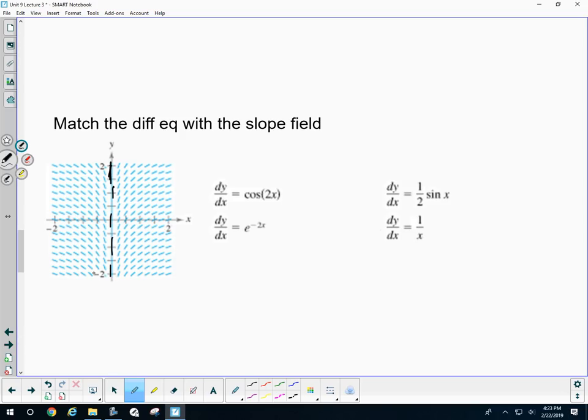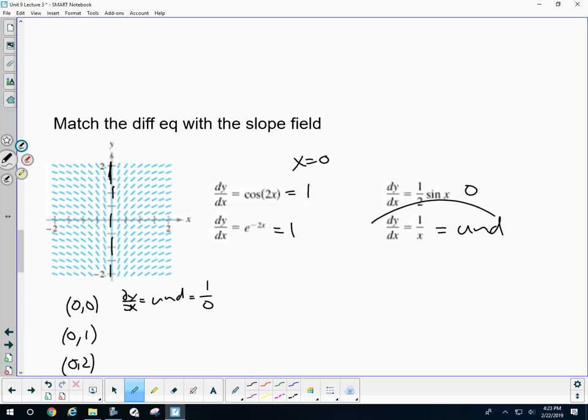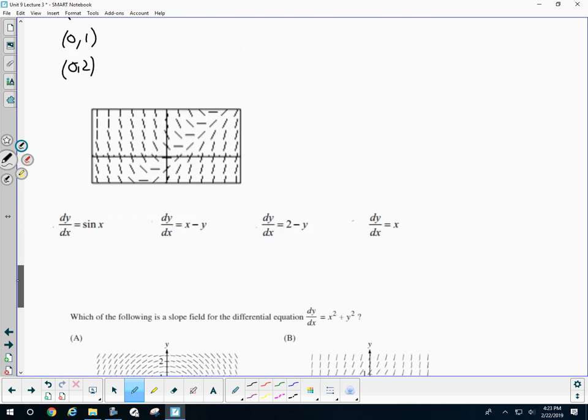So that means in this situation, all these points when x is 0, so like 0, 0, 0, 1, 0, 2, all these points, the slopes have to be undefined, or 0 in the denominator, something like a 1 over 0 situation. If I plug 0 in for x, so plugging in the point 0, 0, 0, 1, 0, 2, this would equal 1, this would equal 1, this would equal 0, this one would be undefined. So it's because of that process that I know dy dx equals 1 over x. And that's what I would go with. Here's another example.